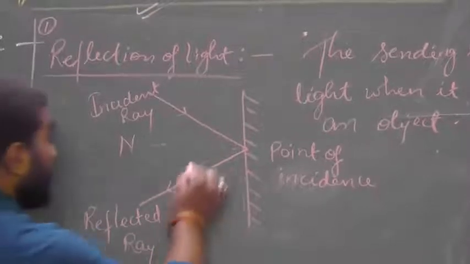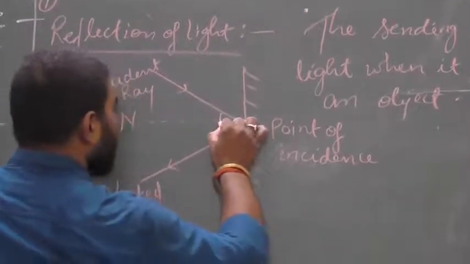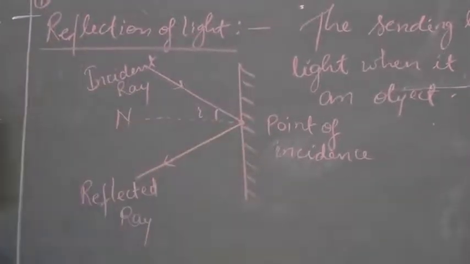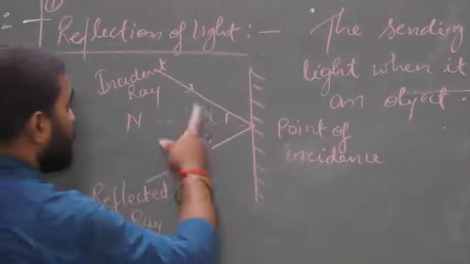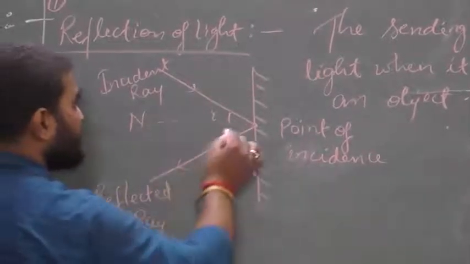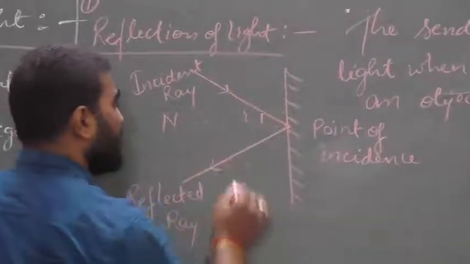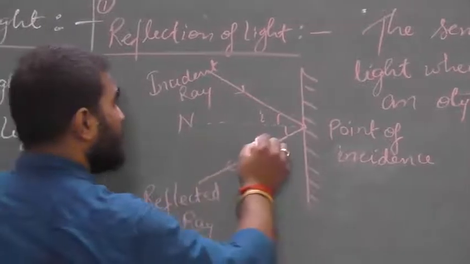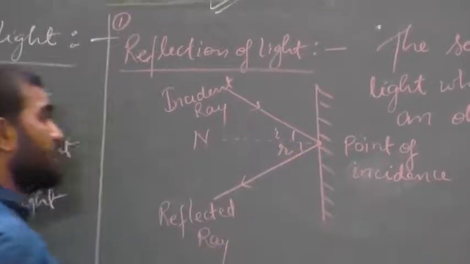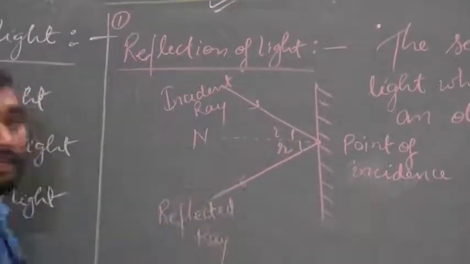Okay, the angle between the incident ray and the normal is called the angle of incidence, which is represented by small i, and the angle between the reflected ray and the normal is called the angle of reflection, and it is represented by r.